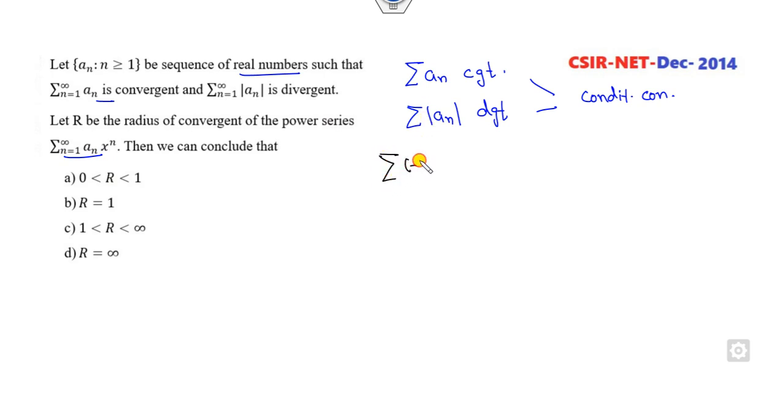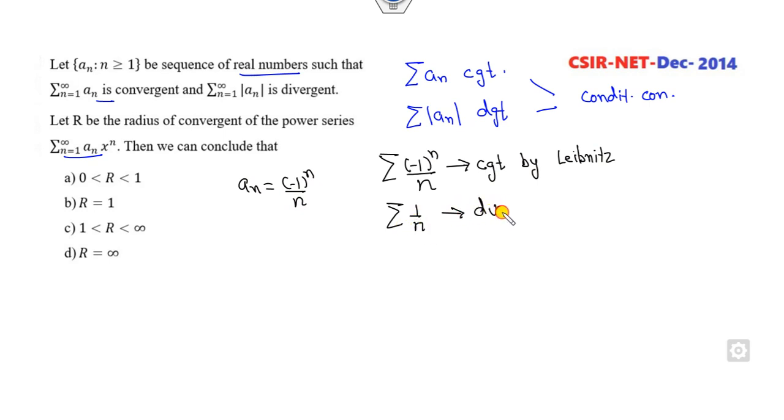You have to think about this series. If I take this as a_n, we all know this is convergent by using the Leibniz test. Fine. But if I take the absolute value, if a_n is (-1)^n over n, what is the absolute value of this? It is 1 by n, which is divergent by the p-test. Fine. Both conditions are satisfied. Now can you find the radius of convergence of this?